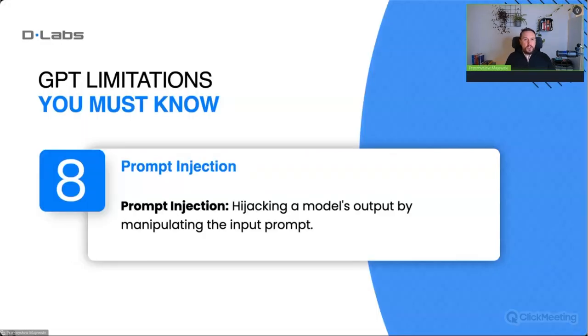Okay, GPT limitations you must know. Prompt injections. Have you already heard about prompt injection? This technique allows an external entity to control the language model output by manipulating the input prompt. The issue often arises when untrusted text becomes part of the model's prompt. It poses a particular problem for businesses that use language models to interact with the public, as it can compromise both the integrity and the reliability of the model.